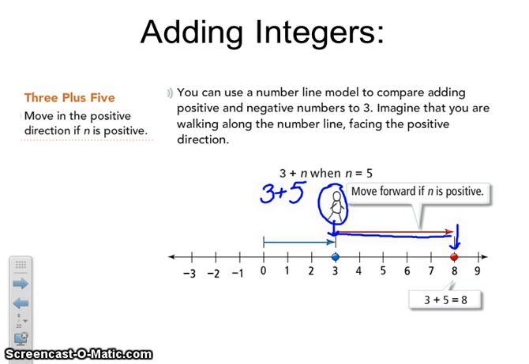Both of these integers are positive, so we start with the number and we move to the right because the second number is positive.